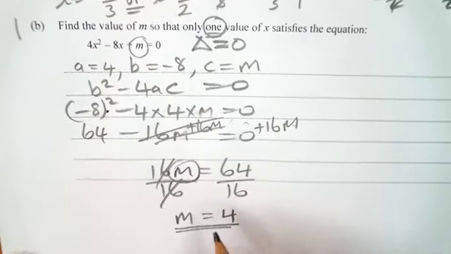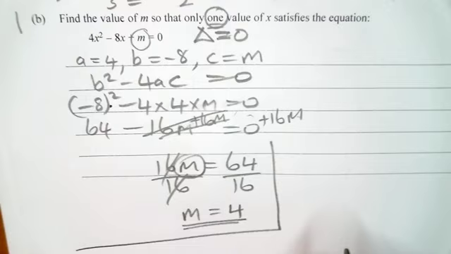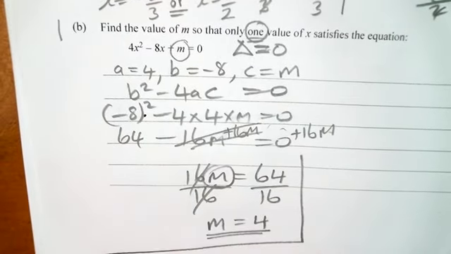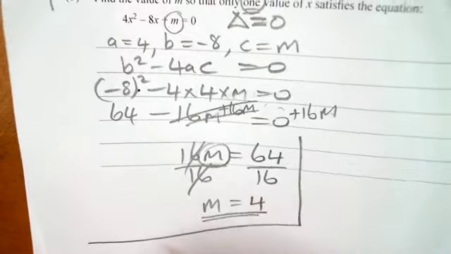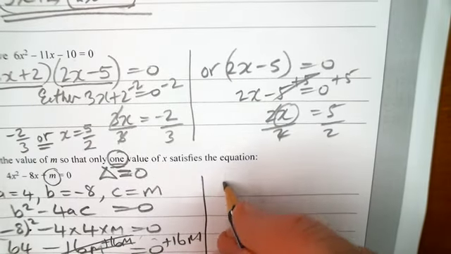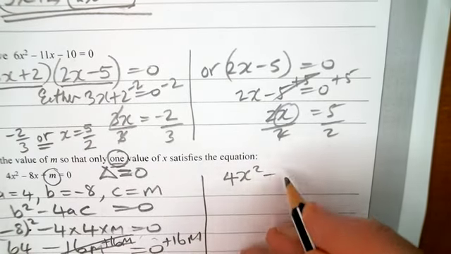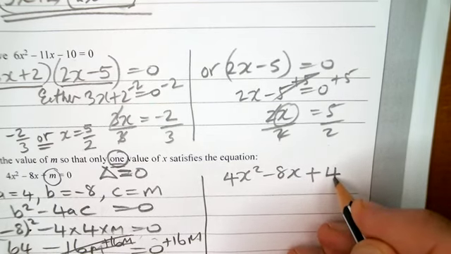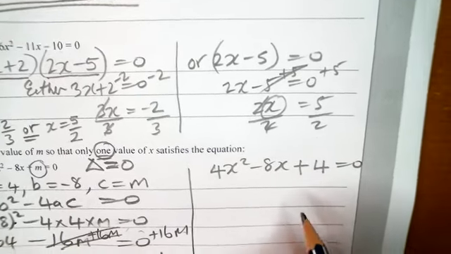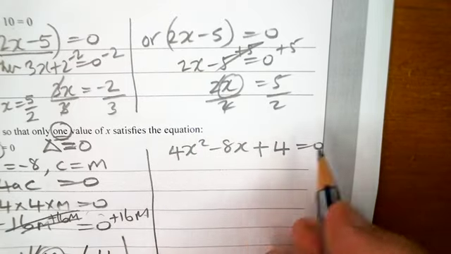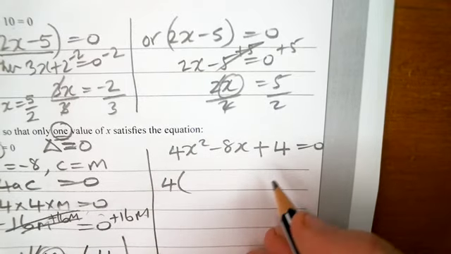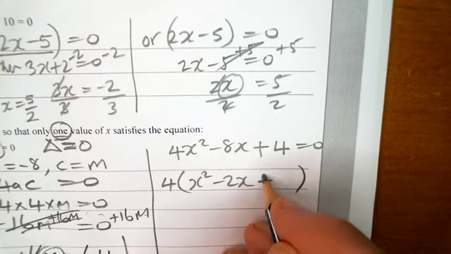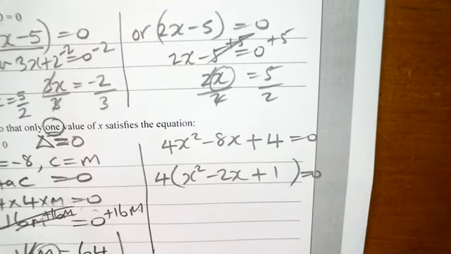You can kind of prove it to yourself as well if you wanted. Let's substitute this back into the original equation just to be sure. I've got 4x squared minus 8x plus m, which is 4, and that's all equal to 0. I can divide everything by 4 for a start. So this is now x squared minus 2x plus 1, and all that equals 0.